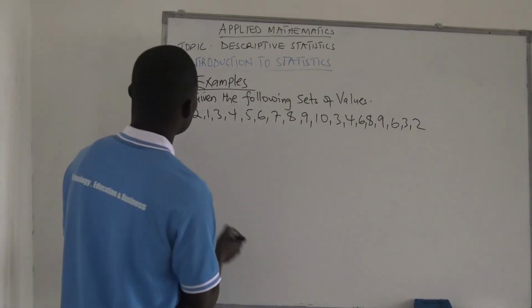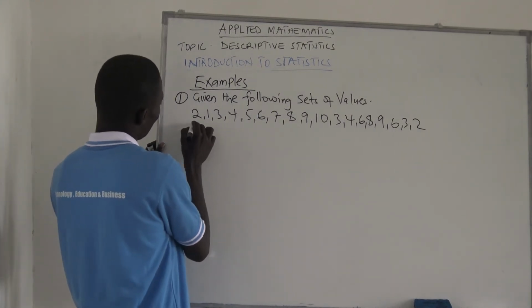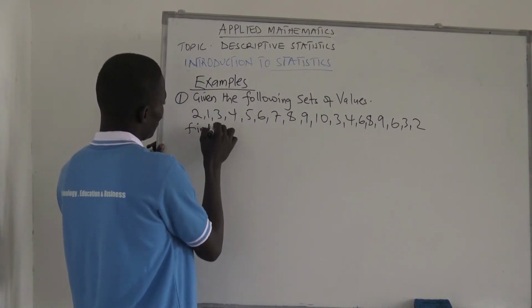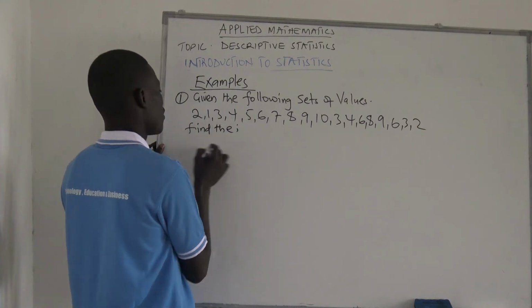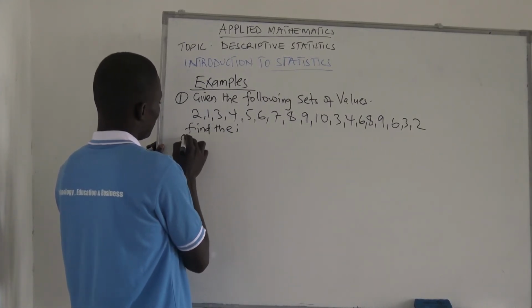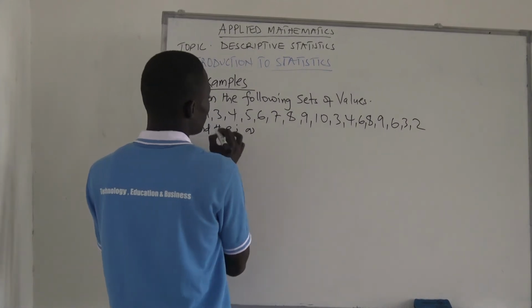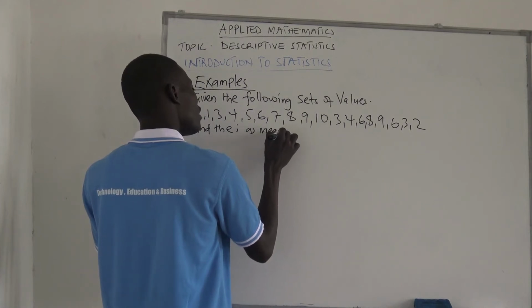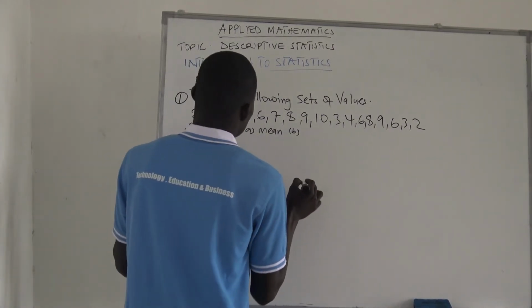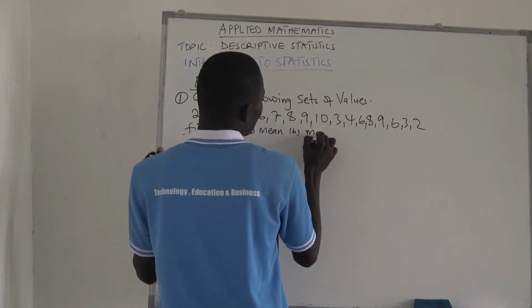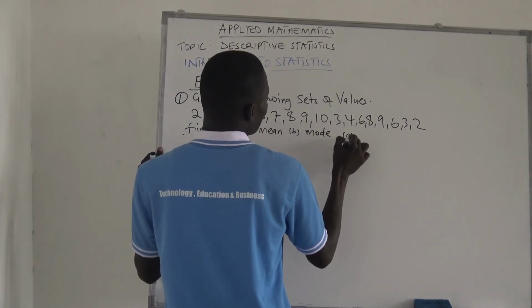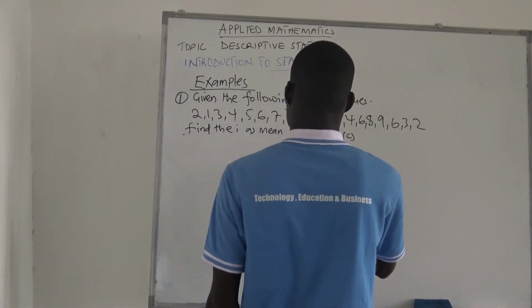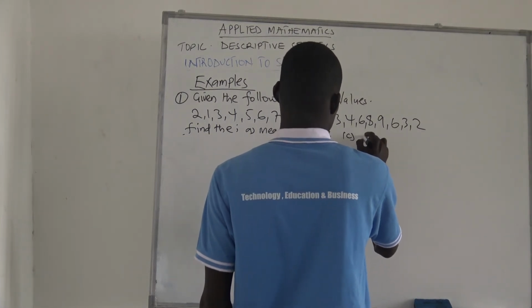The question is saying find: A, find the mean. B, find the mode. Then C, find the median.